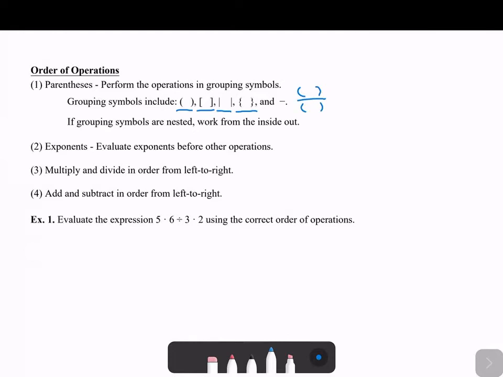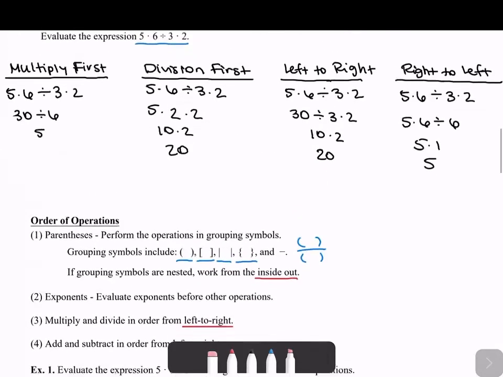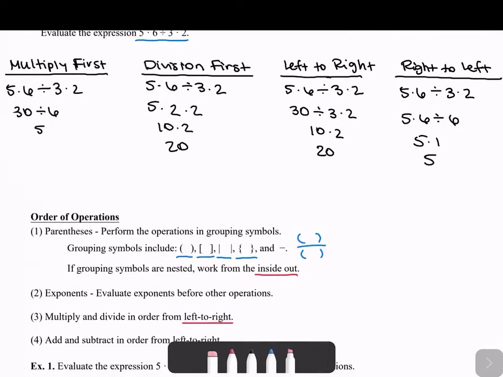So everything is going to go inside out and left to right are the most important things to take away. I'm going to underline them in a different color. Okay, so next we do exponents. So again, evaluate exponents next. We talked about the exponent rules in the last video, so that should be all good. And then we multiply and divide in order from left to right, and add and subtract in order from left to right. So you can see how we got different answers depending on how we did things up here.